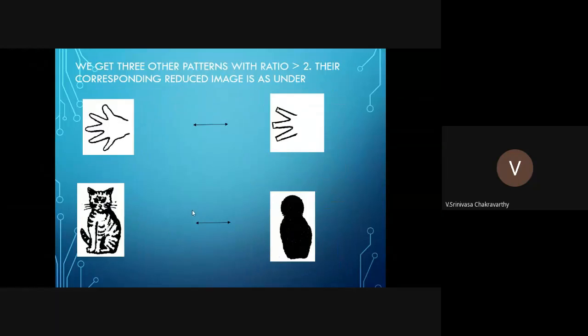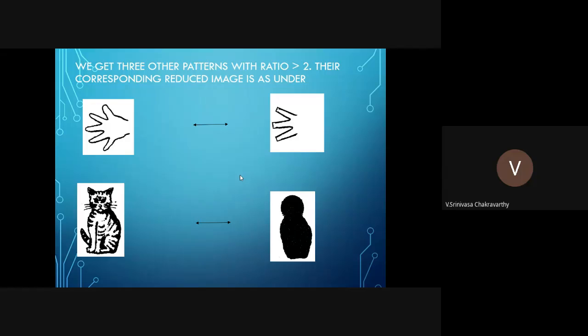Okay, so similarly we have done it for other images also. Again, hand, and this kind of a picture with 3 pointed regions, and cat is reduced to a simple outline filled with black color. So again and again, you see the same kind of trend.